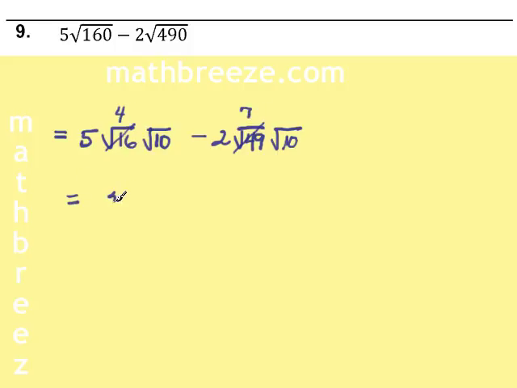Multiply 5 times 4, and we have 20 square root of 10. Subtract 2 times 7 is 14, 14 square root of 10. Now we have like radicals, so we're ready to subtract these coefficients, 20 minus 14, and we have 6 square root 10.